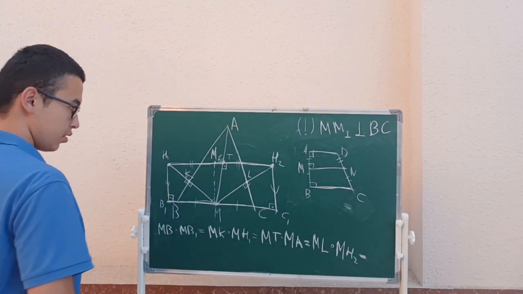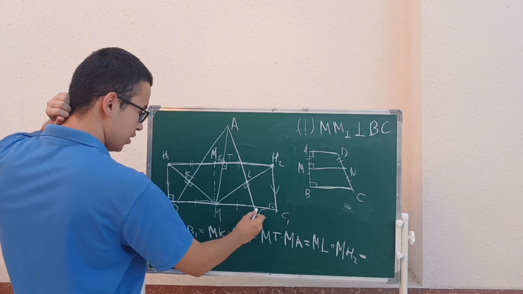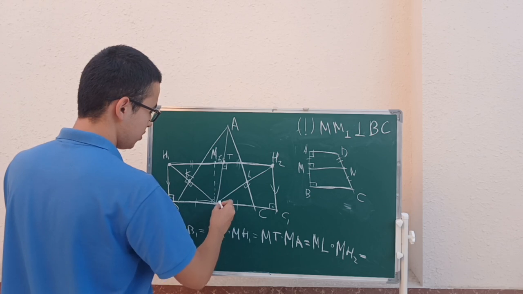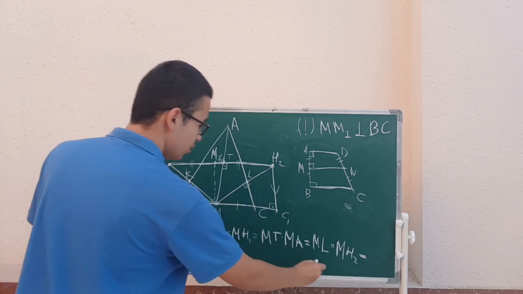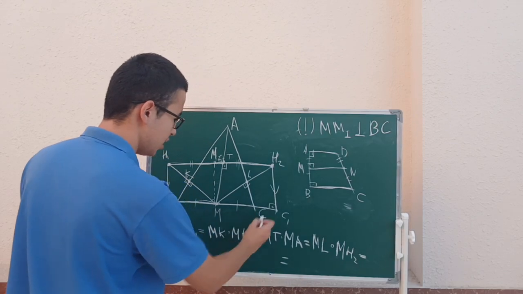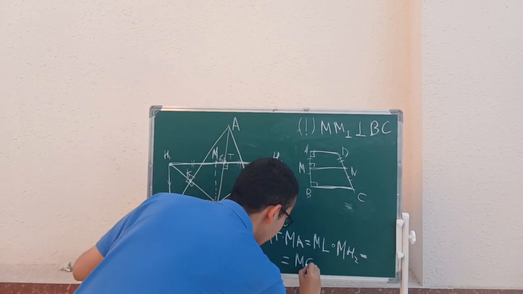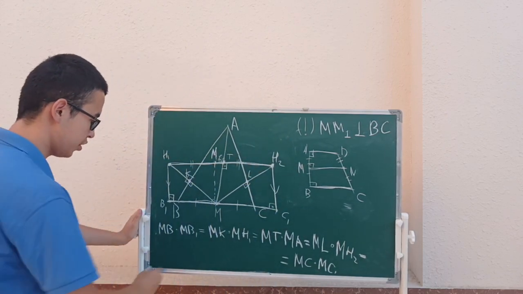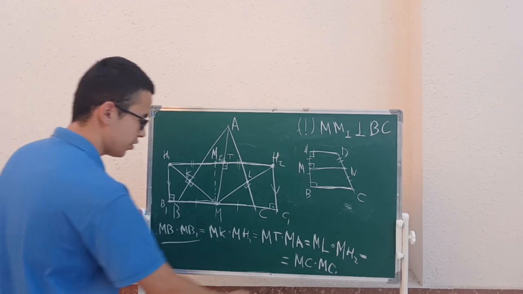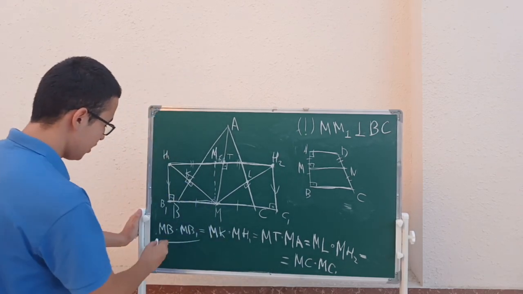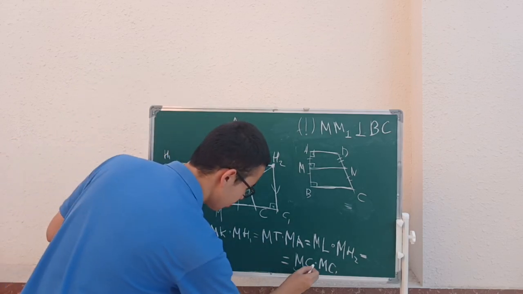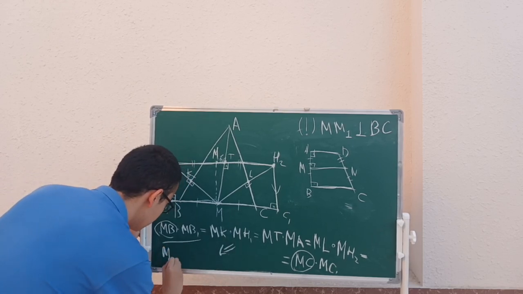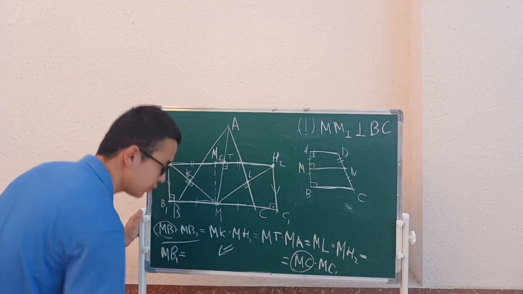And because C1CLH2 is cyclic, we know that ML times MH2 is equal to MC times MC1. So here we know that MB times MB1 is equal to MC times MC1, and because MB is equal to MC, we can see that MB1 is equal to MC1.